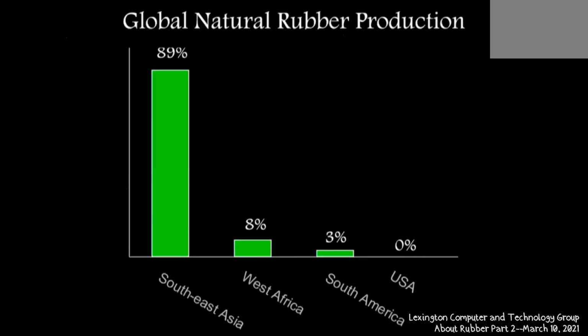So where does it come from? We use a lot in the States. We import about 1 million tons a year. But it comes from Southeast Asia. This is where it's actually produced.